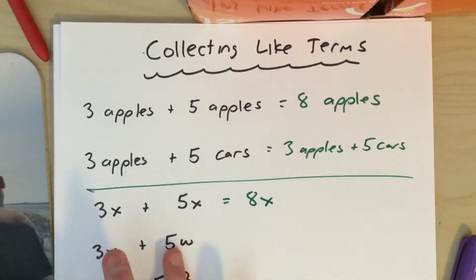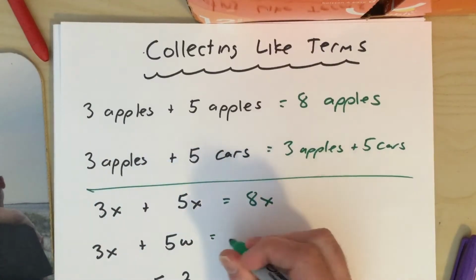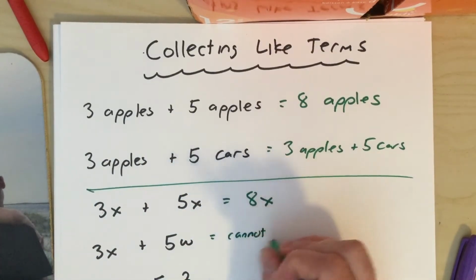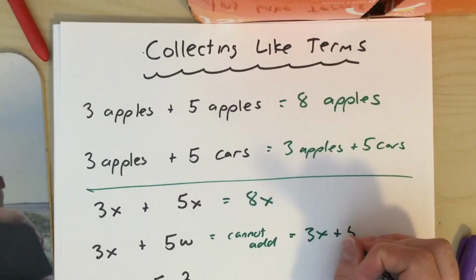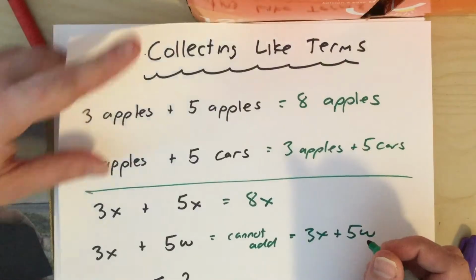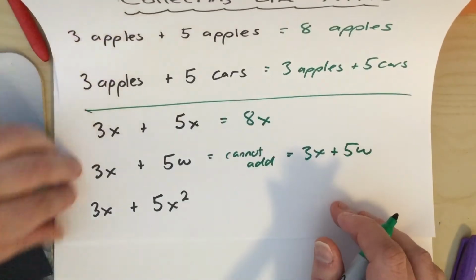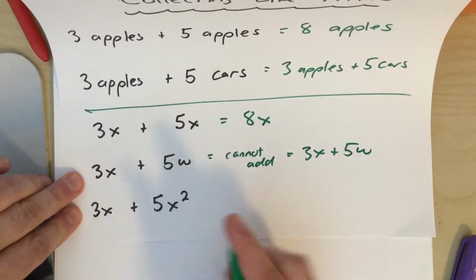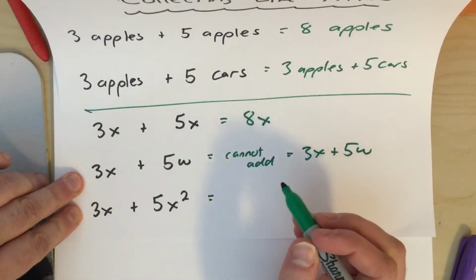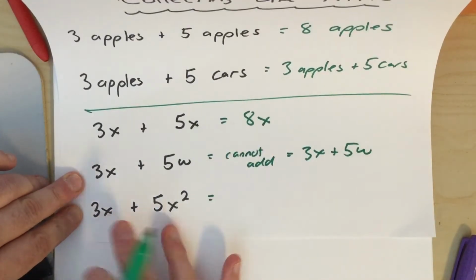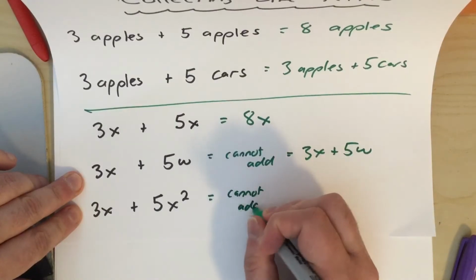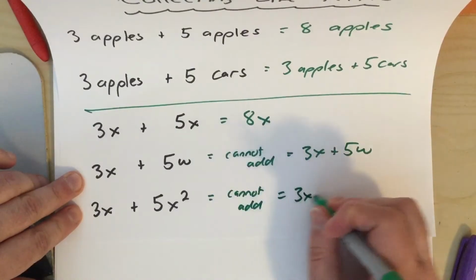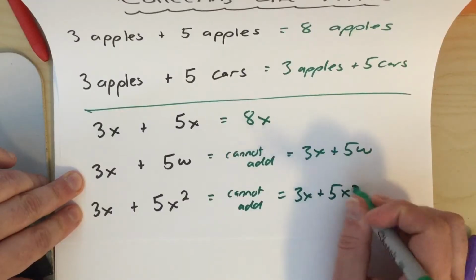3x plus 5w, x and w are not like terms. These are not like terms. So you really cannot add them. Or what you might say is you might just rewrite it. And something like this over here, 3x plus 5x squared, you might think that you could add them, but you can't, because 3x and 5x squared are, again, not like terms, so you cannot add them, so it's just 3x plus 5x squared.